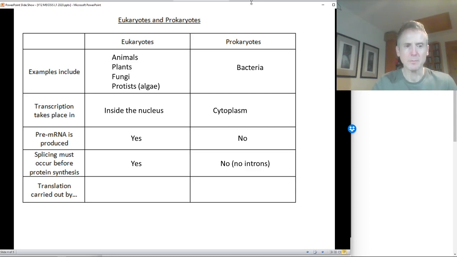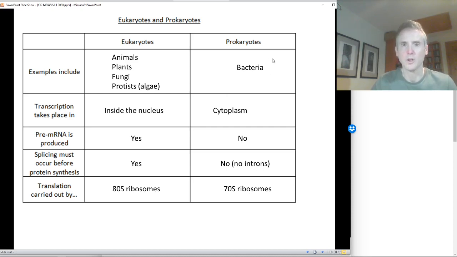Then translation is carried out by ribosomes, but how can we add a bit of extra A-level detail? Well, it's 80S ribosomes in eukaryotes, and it's 70S ribosomes in prokaryotes. We do need to be a little bit careful, because remember, in eukaryotic cells there are mitochondria, and some have chloroplasts. They have 70S ribosomes. They have genes with no introns. They are basically bacteria that have moved into a eukaryotic cell.